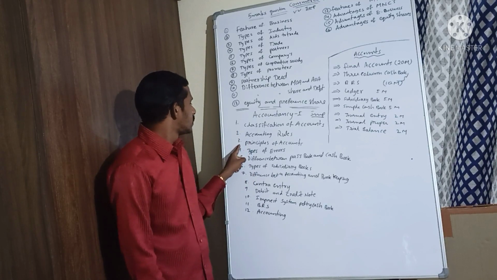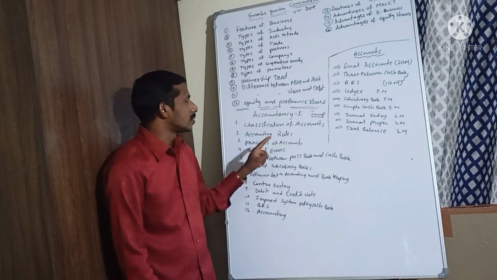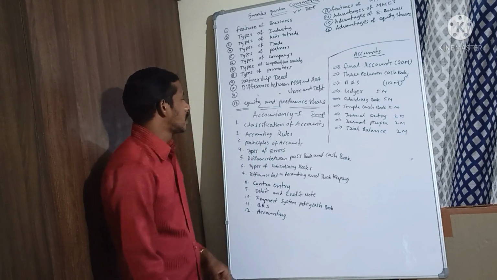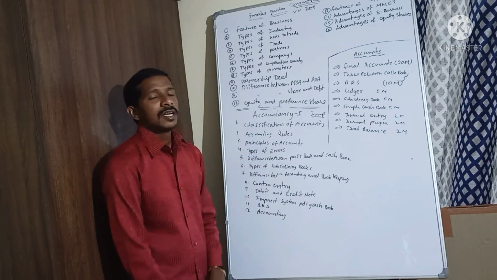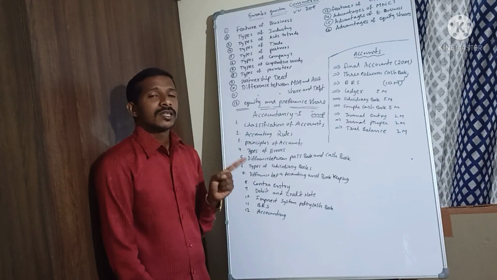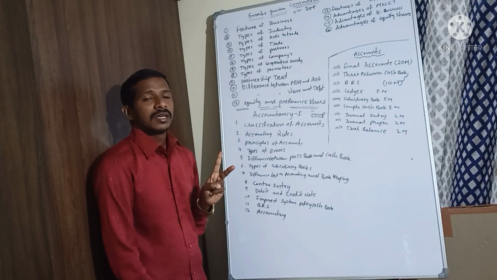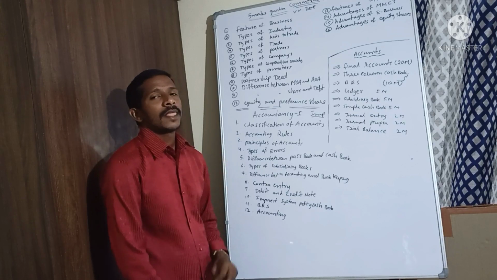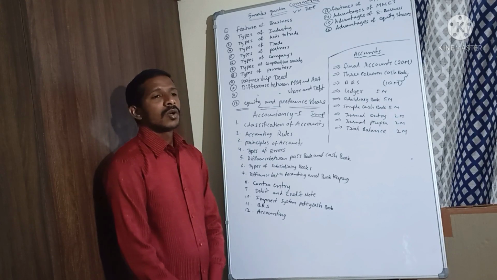Next, third one, principles of accounts. Principles of accounts means it is a combination of the concepts and conventions. Concepts and conventions, then only we are calling it as the accounting principles. Concepts.